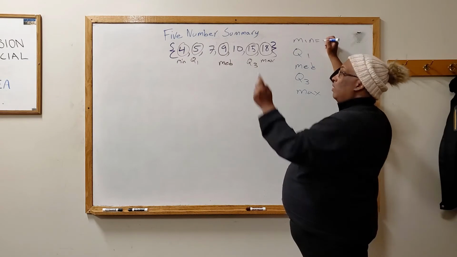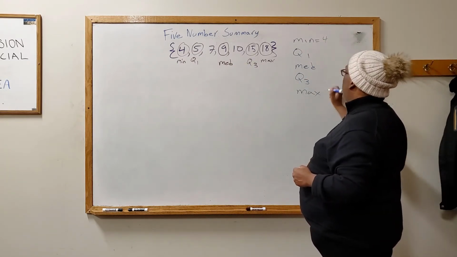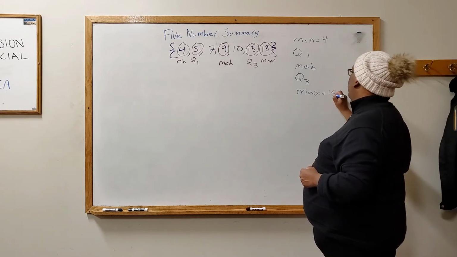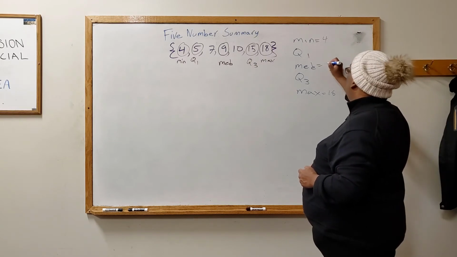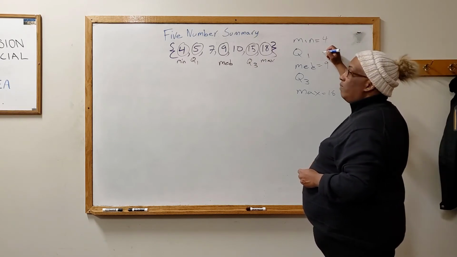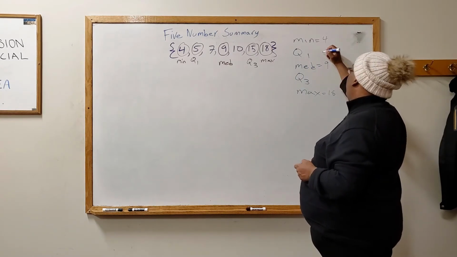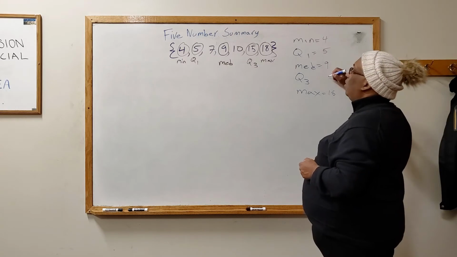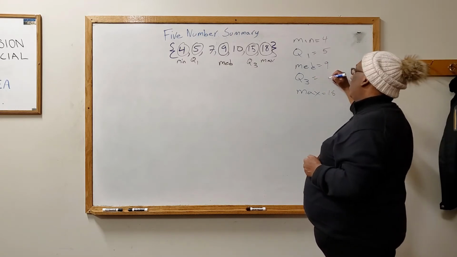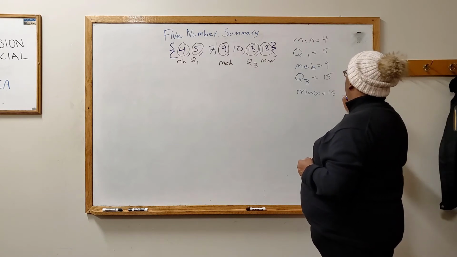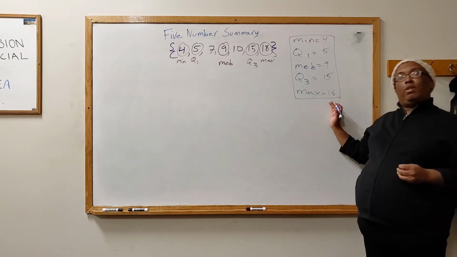So now we have our summary. The minimum is always the smallest number when we have them in numerical order, so that's 4. The max is always the biggest number, so that's 18. The median is the number in the middle, which we found to be 9. Q1 is the number in the middle of the first half. In the middle of the first half, that's 5. Q3 is the number in the middle of the second half, which was 15. We box it, and this is our 5-number summary.